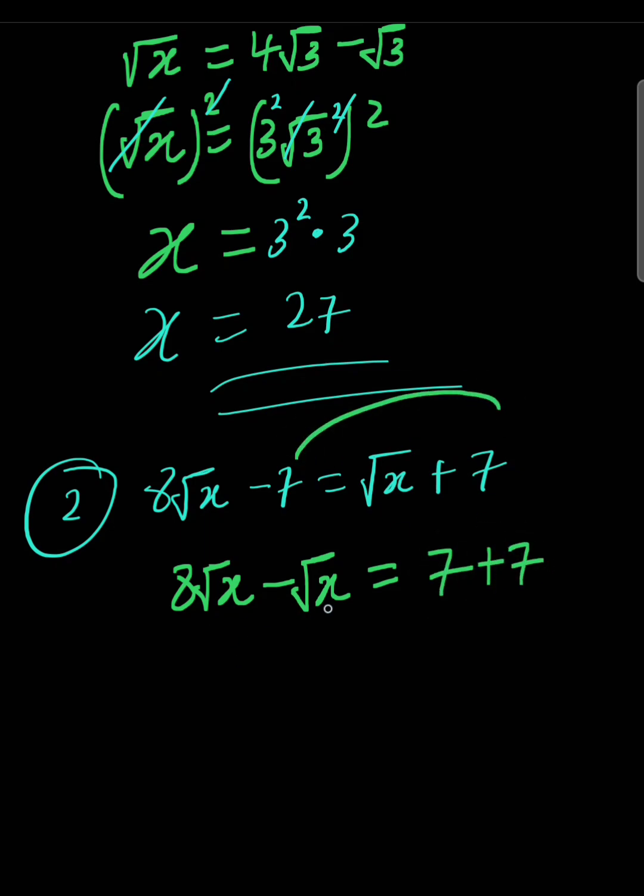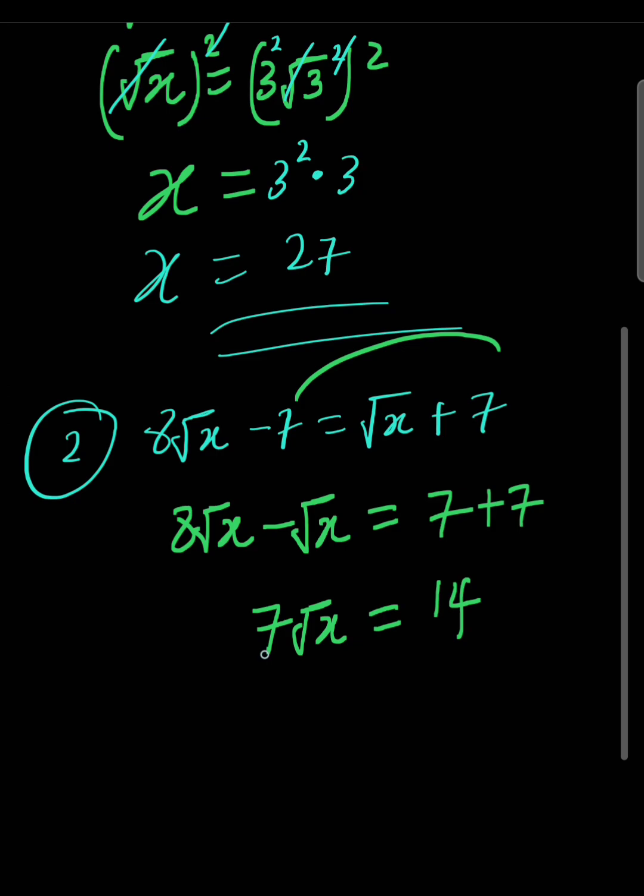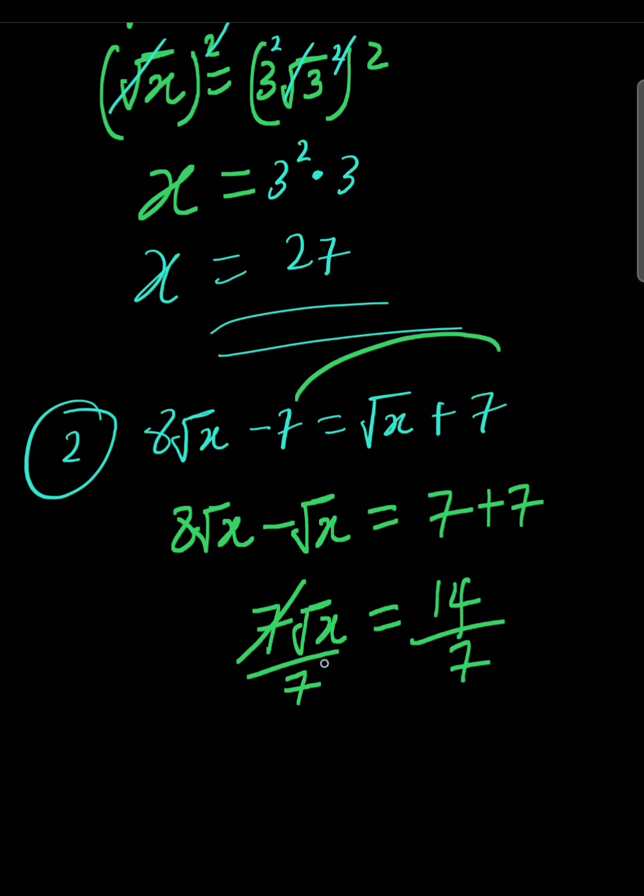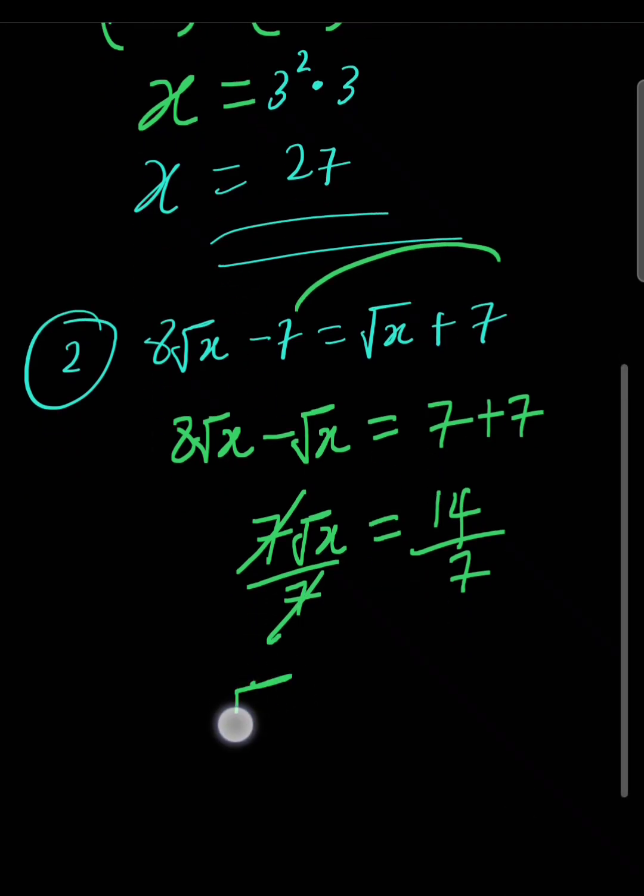So 8 root x minus 1 root x. Since they have the same radical, we can just subtract them. It's going to be 7 root of x, which is equal to 7 plus 7, which gives us 14. Next we divide both sides by this 7 that is attached to root x. So we divide the left hand side by 7, and the right hand side by 7. This 7 will cancel this 7. We are left with root of x, which is equal to 14 divided by 7, which is 2.